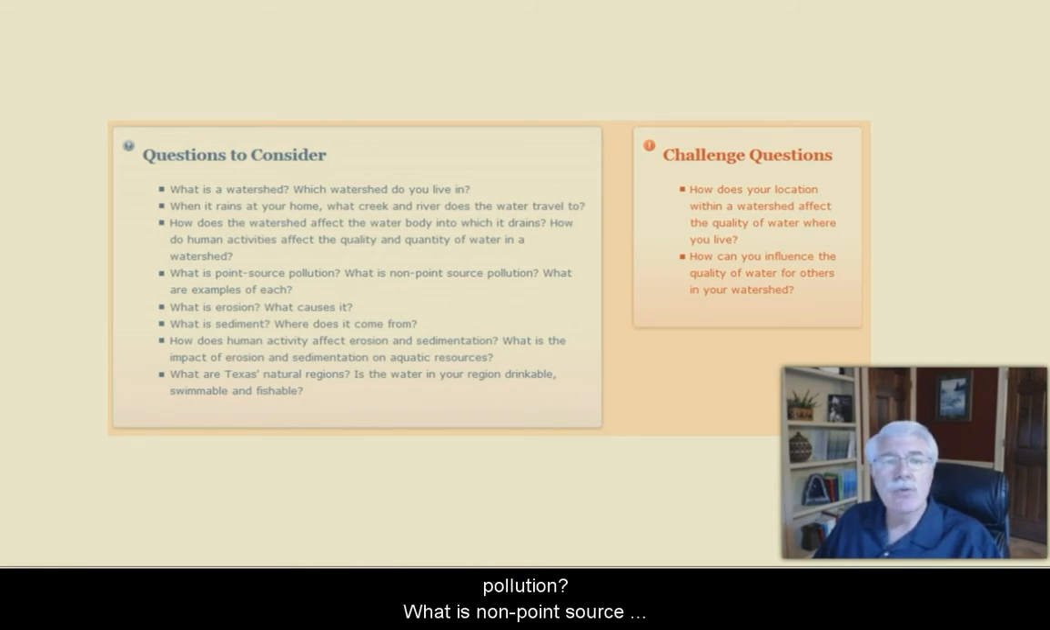What is point source pollution? What is non-point source pollution? And what are examples of each? What is erosion? What causes erosion? What is sediment? And where does sediment come from? How does human activity affect erosion and sedimentation? What is the impact of erosion and sedimentation on aquatic resources?